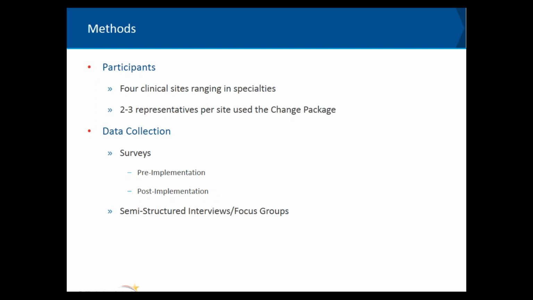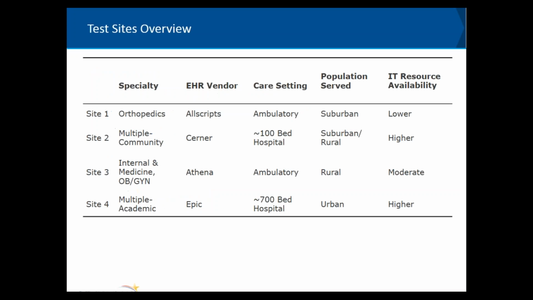The data collection methods we used primarily were surveys, both in the pre-implementation period, so when we initially engaged with each of the sites, to gain an assessment of their knowledge around usability and informatics and health IT systems, and then to re-engage with them at the end of the project, after they had selected a particular project to work on, to gain an assessment of the change in their understanding around usability and improving the usability of their particular EHR. We also used semi-structured interviews and focus group methodologies to engage with each of the groups during the process to understand both the strengths and limitations of the usability change package, as well as to make sure that we understood specific challenges to each of the different settings. Next slide. So here we have our specific test sites.